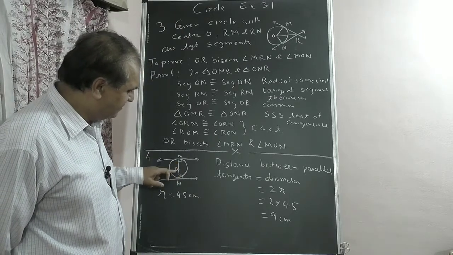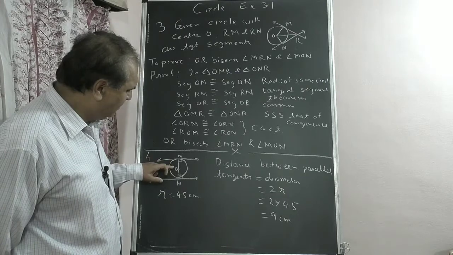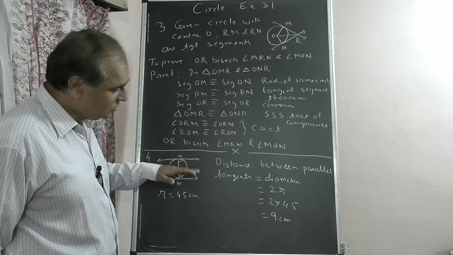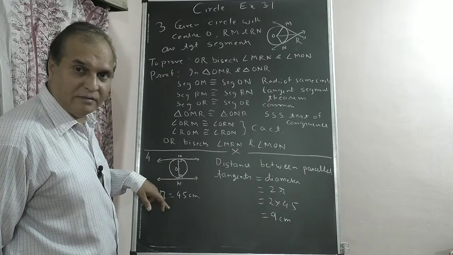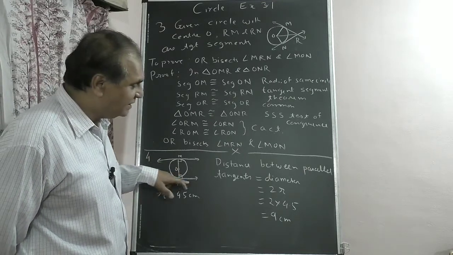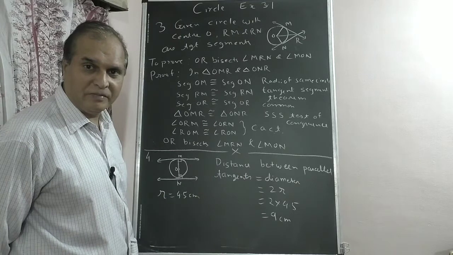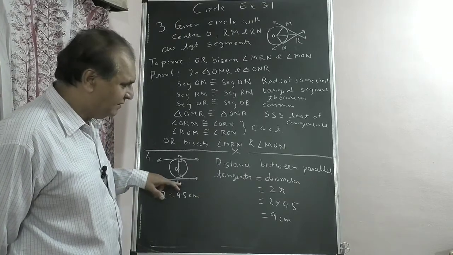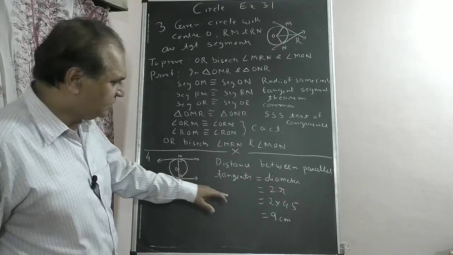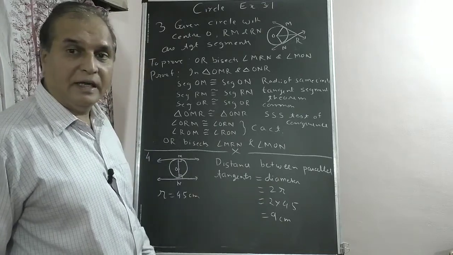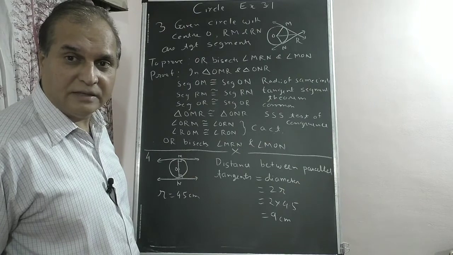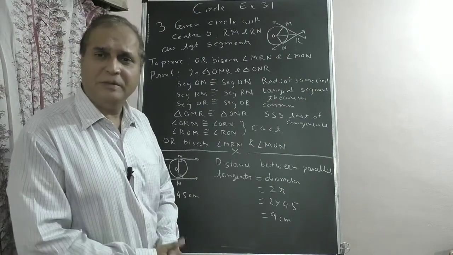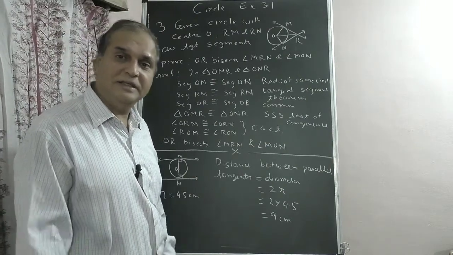So MN is equal to OM plus ON. You show the step. MN equals OM plus ON, R plus R, radius, that is 2R. Understand? Just collinearity. Distance, so 2 into 4.5, 9 centimeters is the answer. Understood? You show as many steps as possible, as many reasons as possible.